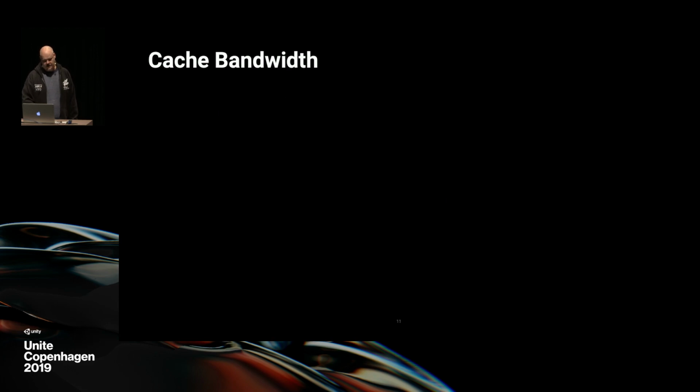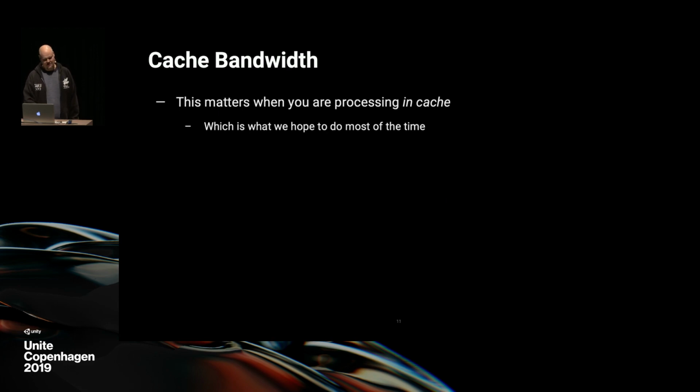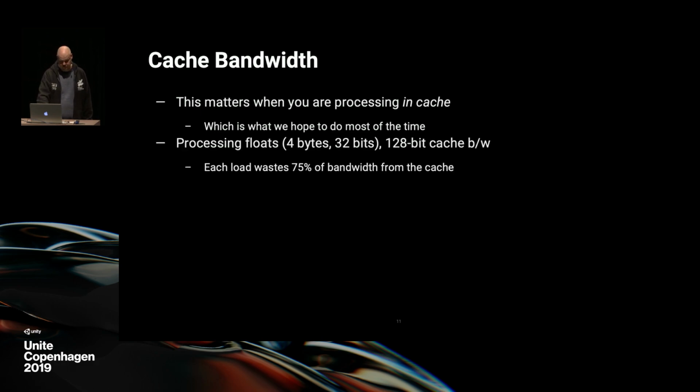So if we look at a specific example here, the first thing I want to preface this with is, this matters when you're in cache, right? Which we hope to be most of the time. So if you're already processing data in a fashion that's efficient for the cache, then this starts to matter a lot. And DOTS and ECS is all about laying that data out for you, so you're much more likely to be in cache, and this starts to matter even more.